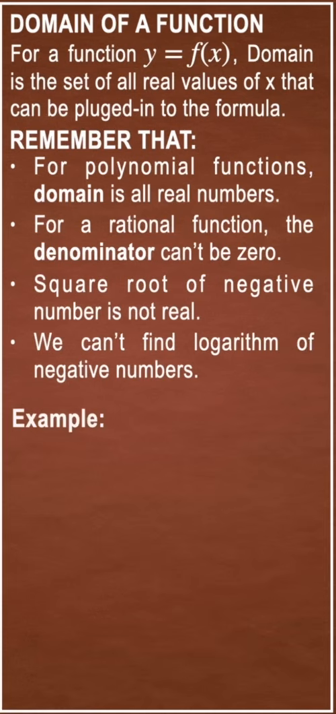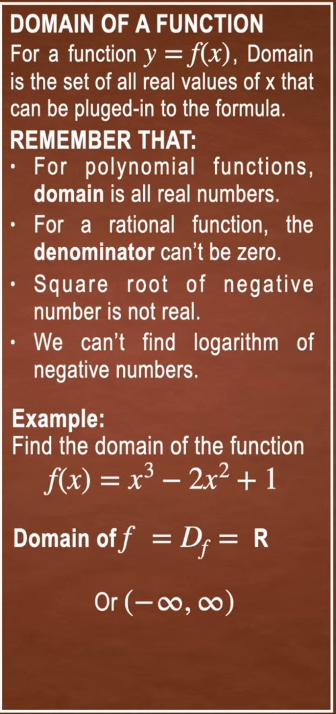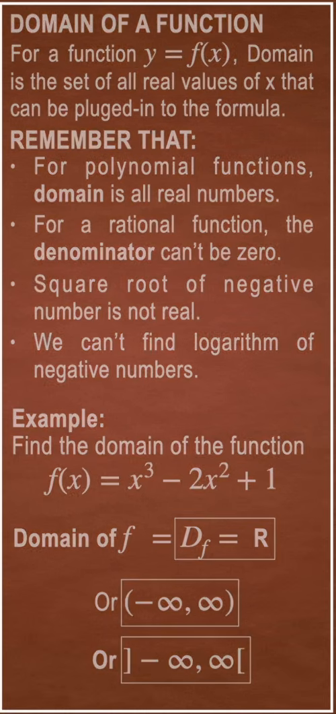An example of this is, if you have a polynomial function like this, x cubed minus 2x squared plus 1, then the domain will be all real numbers, and there are multiple representations. You can either write D_f is equal to R, or negative infinity to infinity, exclusive, or an open bracket, negative infinity to infinity.